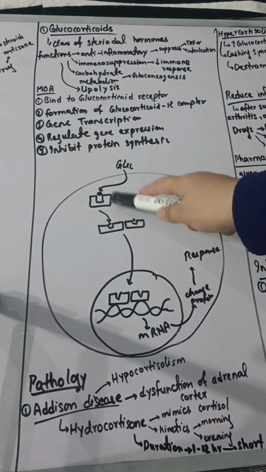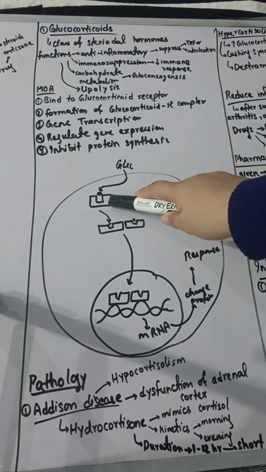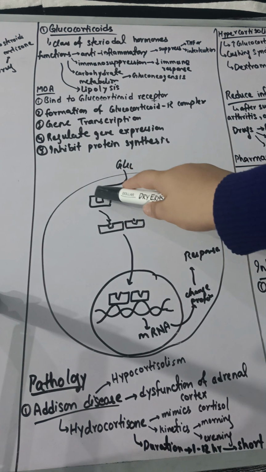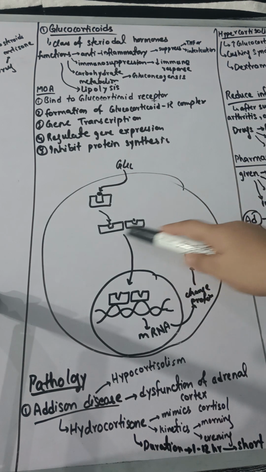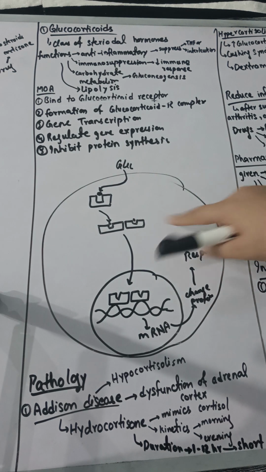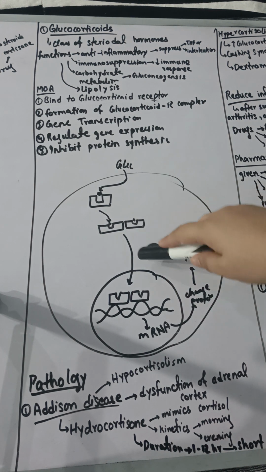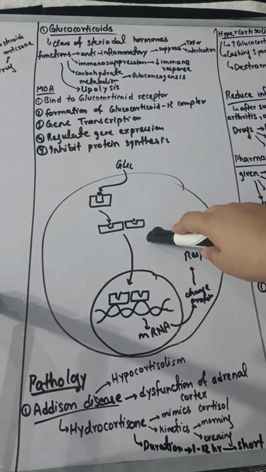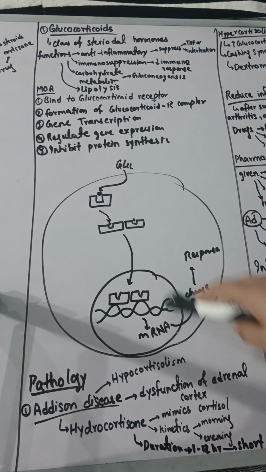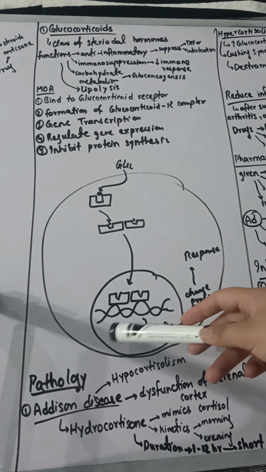After that, the glucocorticoid receptor present in the cell will bind to it, and the drug receptor complex will form. So this is the ligand receptor complex. It is in the dimer form, two forms. Then after the complex forms or is activated, it will enter the nucleus of that cell. And in the nucleus the gene is present.